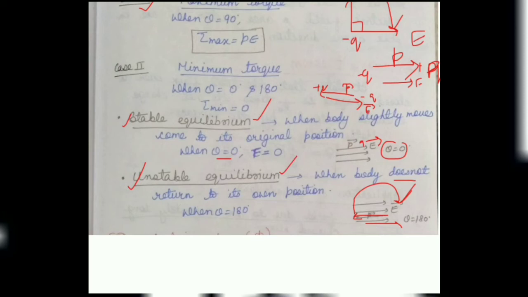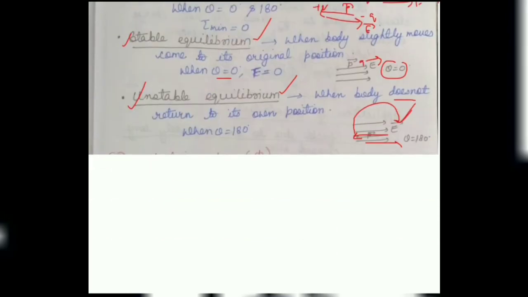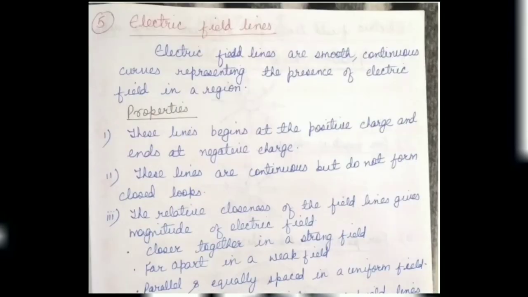So these questions also come in 3 or 5 marks. Torque experienced by the dipole when it is placed in a uniform electric field, and also conditions for stable and unstable equilibrium. So in this way, we have completed 4 questions, and then come to the next question number 5, electric field lines and their properties.